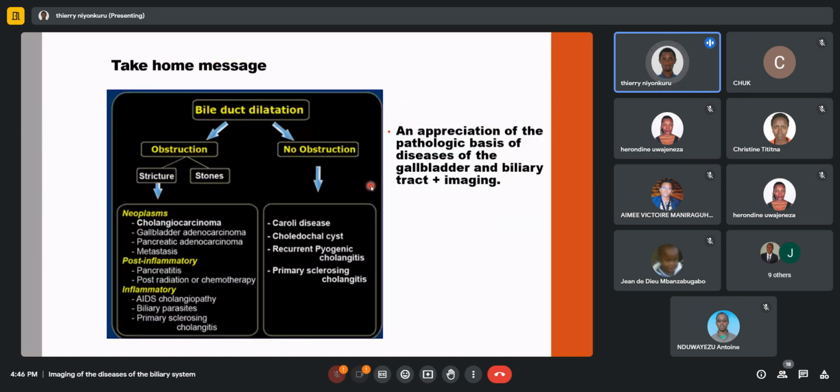As a take-home message, we need a very good appreciation of the pathological disease progression of the gallbladder and the biliary tree. Imaging is the one that will aid in better characterization of the lesion. If there is no obstruction, you can think of inflammatory and infectious causes. But when there is obstruction and strictures, depending on the clinical history and the context of the patient, we may think of neoplasm, post-inflammatory process, or inflammatory causes of strictures.